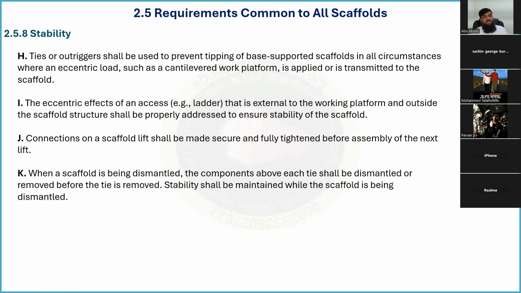When a scaffold is being dismantled, the component above each tie shall be dismantled or removed before the tie is removed. Stability shall be maintained while the scaffold is being dismantled. So when we are bringing scaffold down from top to bottom, definitely, before removing a tie, we will dismantle the above section. Once the above section is dismantled, then we will come to the tie and remove the tie. Again, the complete length of the tie array, meaning a complete row of the tie.